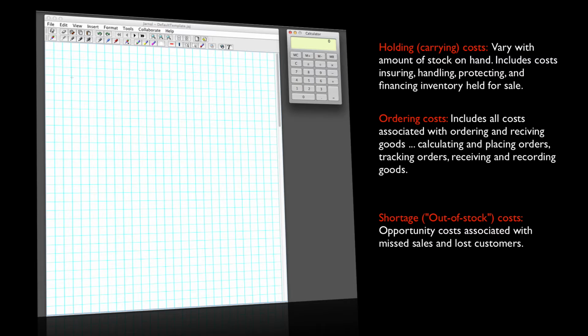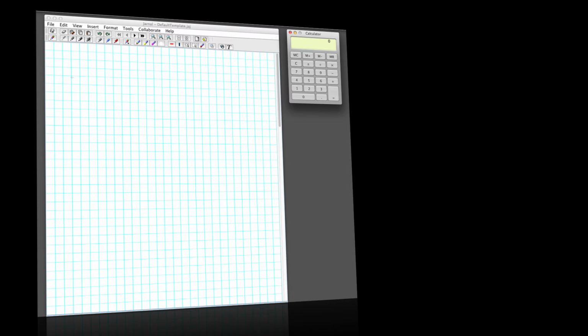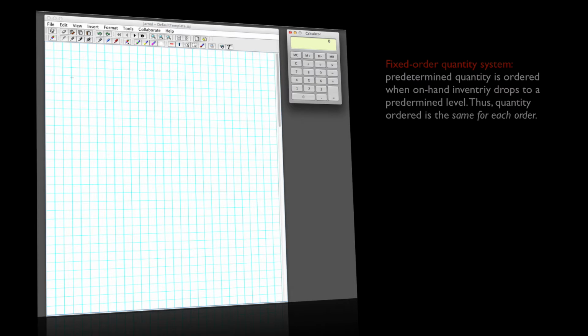Now in our case, we're going to focus principally on managing holding costs and ordering costs and ensuring we have sufficient inventory on hand to meet demand while it's being ordered. And this will be known as lead time or buffer stock. And so we're going to do some work to try and find the order quantity that minimizes the costs associated with inventory in one particular system. It's known as a fixed order quantity system.